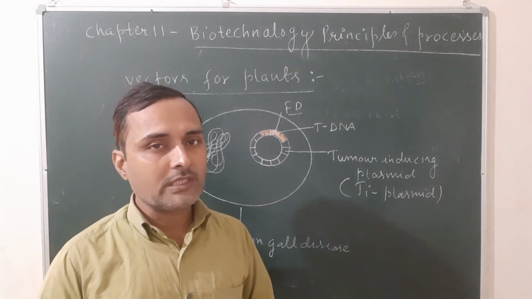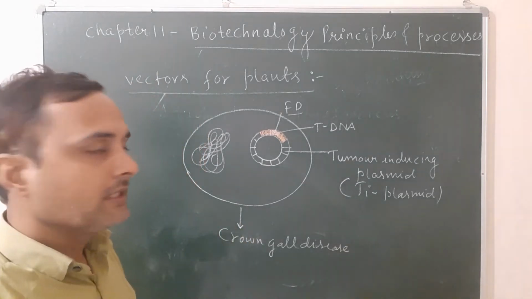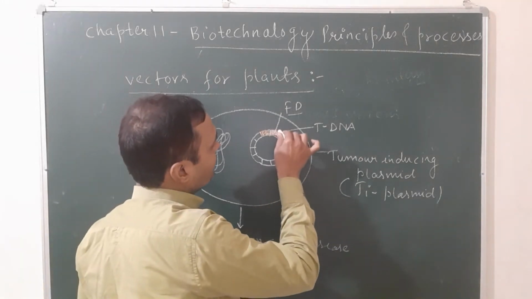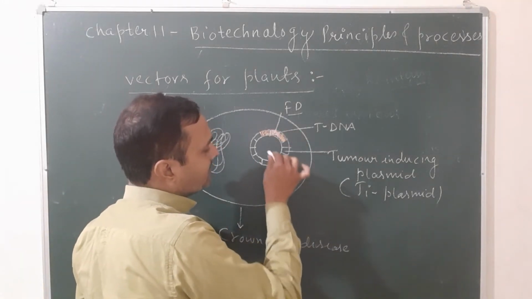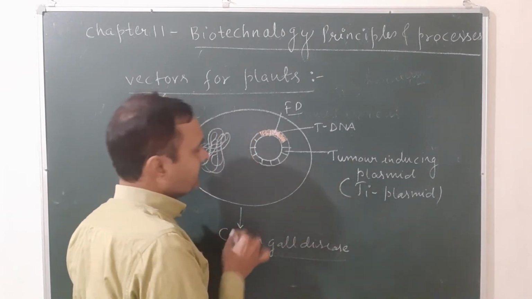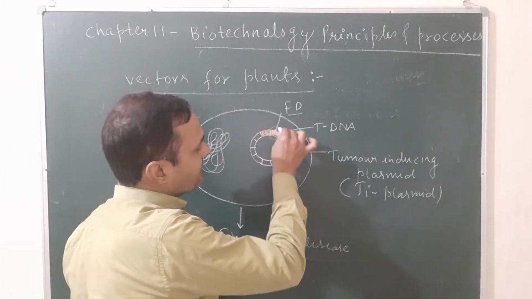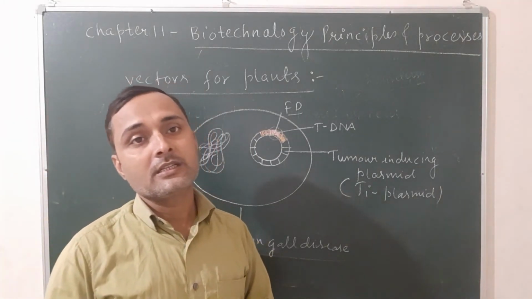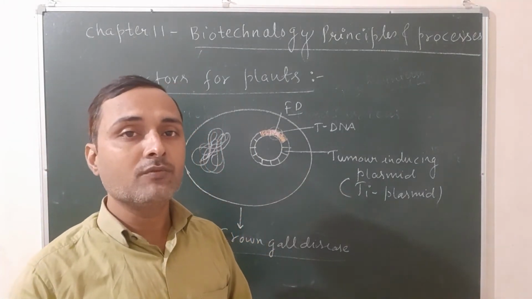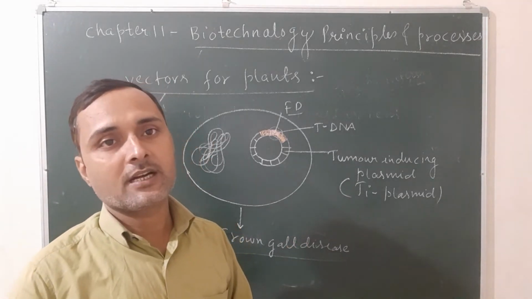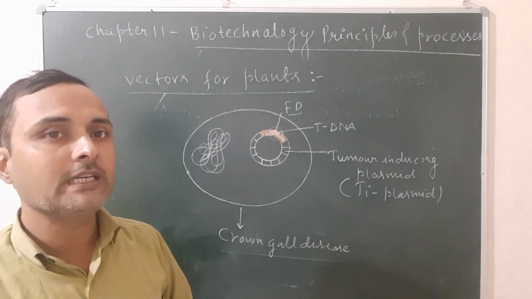So how is this vector used? First of all, between the tDNA, we insert our gene of interest, and when the same bacterium infects the particular plant, this gene will express. As a result, the plant becomes resistant against the particular insect, according to the type of insect that causes the disease.